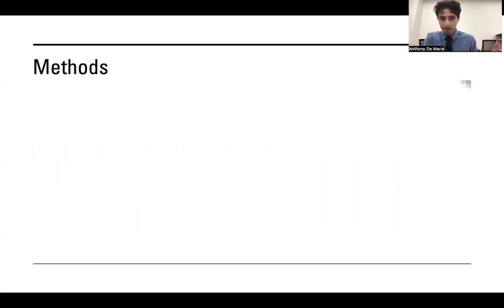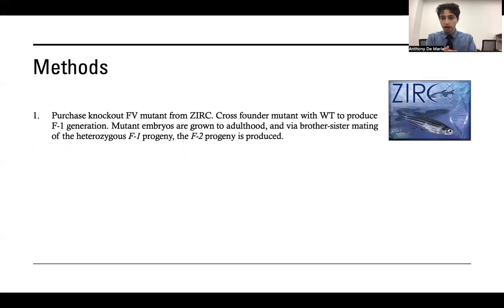So the methods. First, what we did was purchase a knockout factor V mutant from ZIRC, which is the Zebrafish International Research Center. And we then crossed that with a wild type zebrafish, which is just a zebrafish with no mutations, forming the F1 generation. And then we did another series of in-crosses of heterozygous mutants with each other to form the F2 progeny.